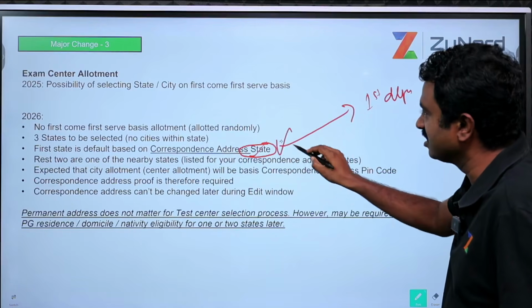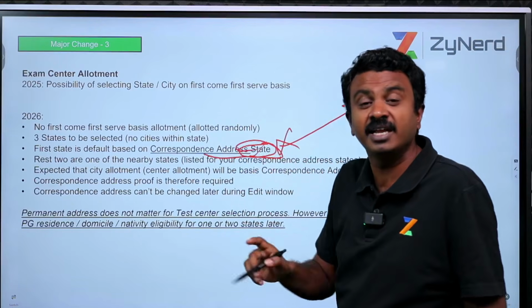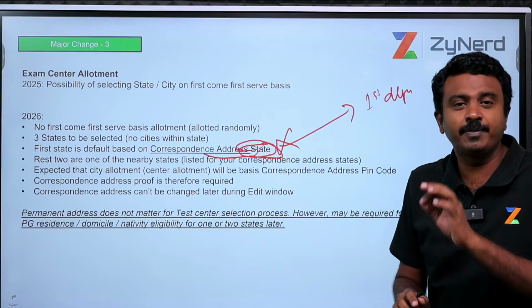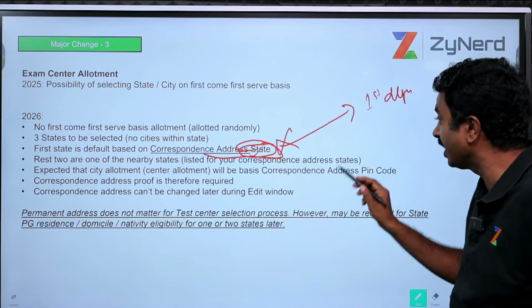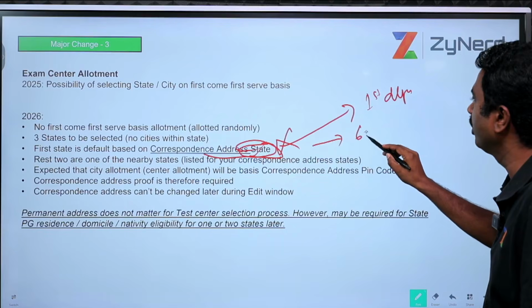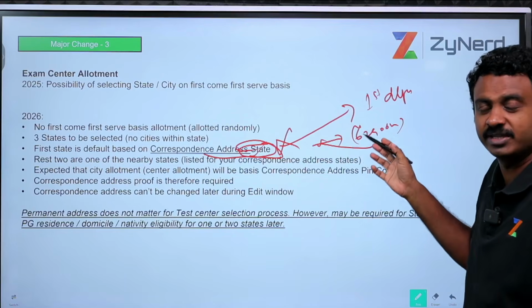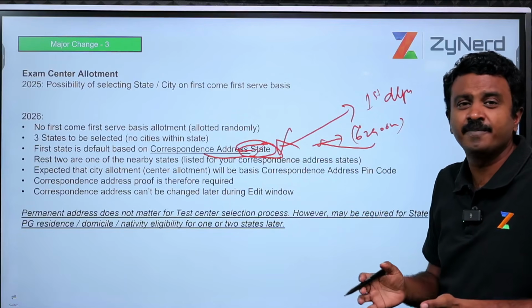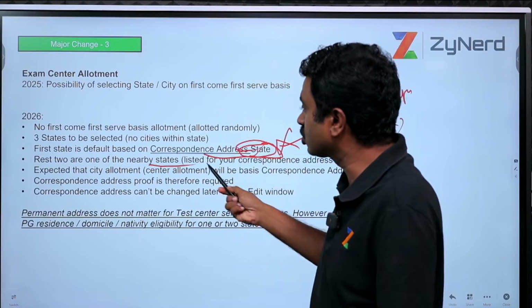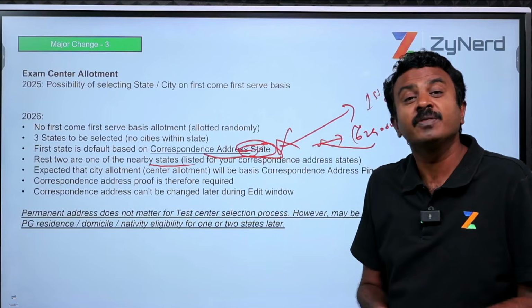You can't change this. Once you give your correspondence address as a state, that will be your first default state, and there is a high possibility that you will be allotted in that state, at a pin code near the pin code you give. The location of the pin code will be available, and they might try to allot the nearest place. The rest will be nearby states only, which will be listed there.